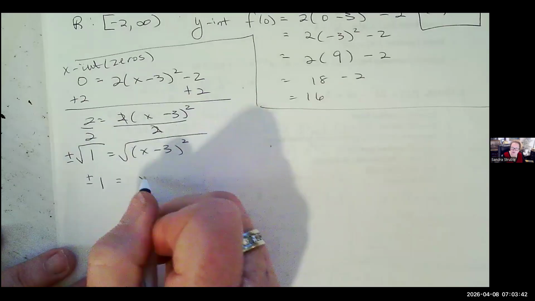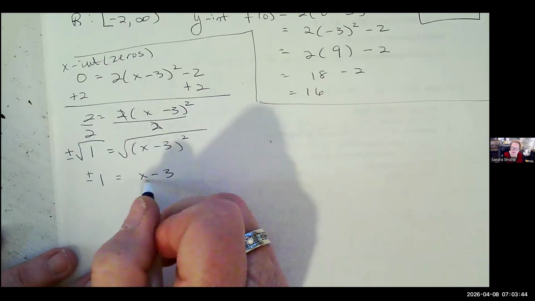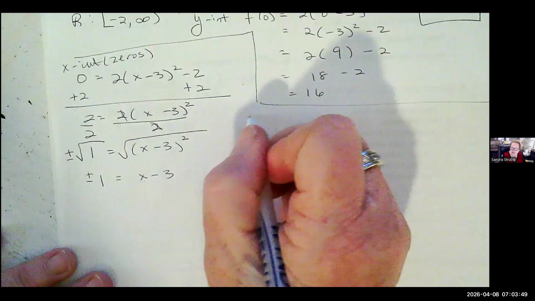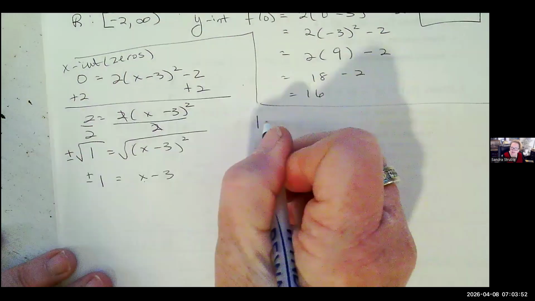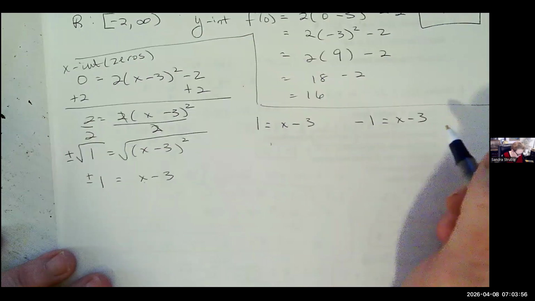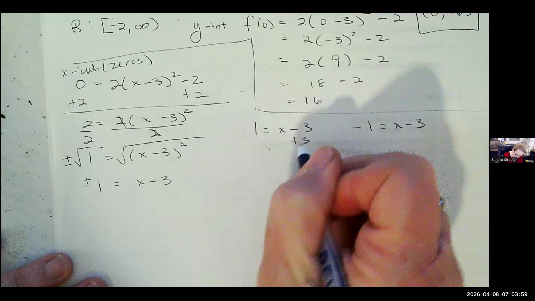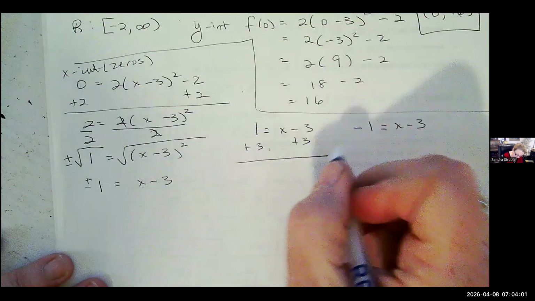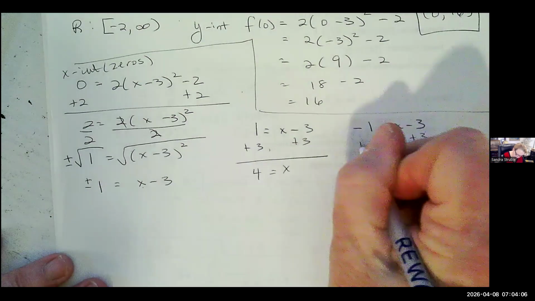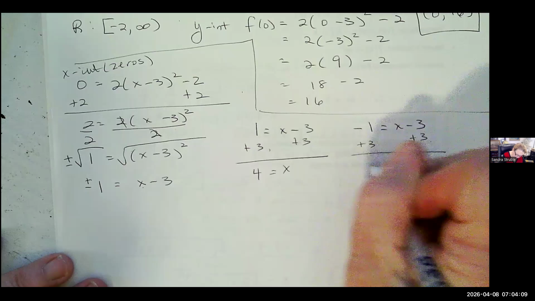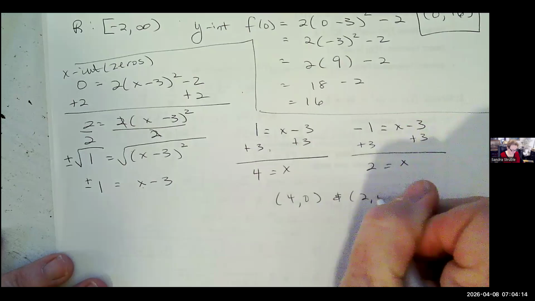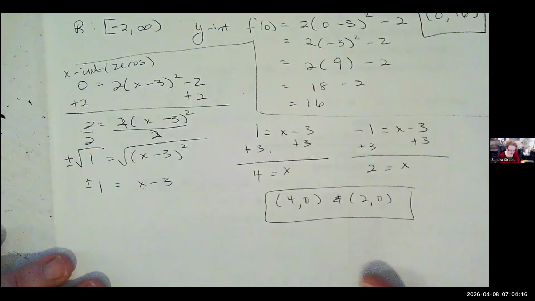And then lastly, to solve for x, we add 3 to both sides. Before I do that, however, I'm going to break these apart: positive 1 equals x minus 3, and negative 1 equals x minus 3. Then add 3 to both sides. So x equals 4, and x equals 2. So my zeros are (4, 0) and (2, 0). There we go. I think that's it. Yep. All right, next victim.